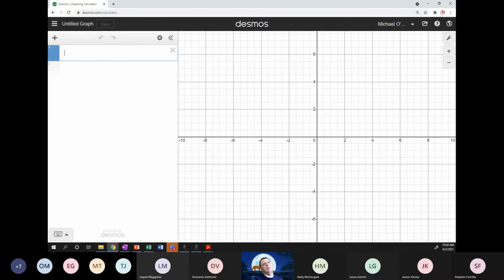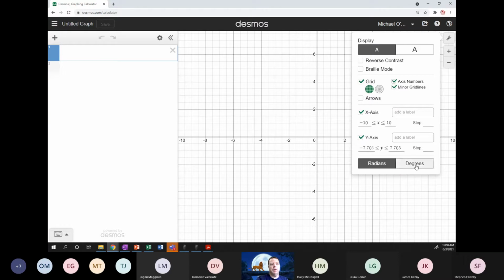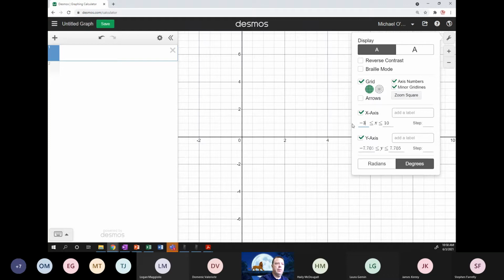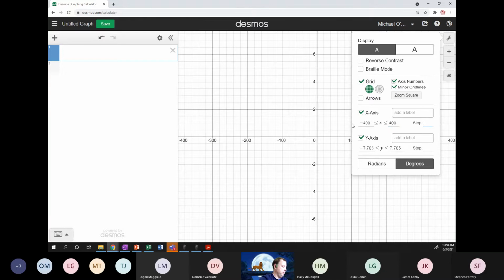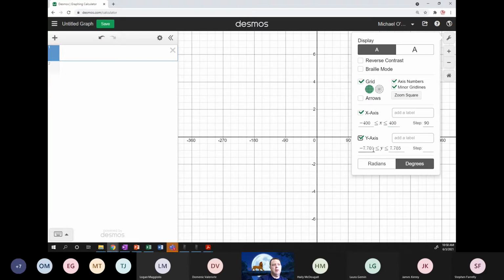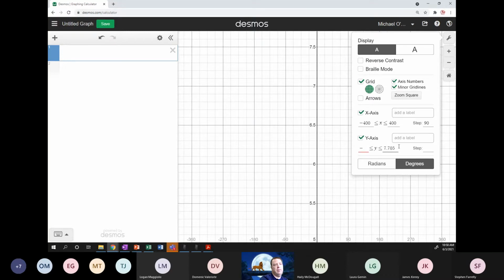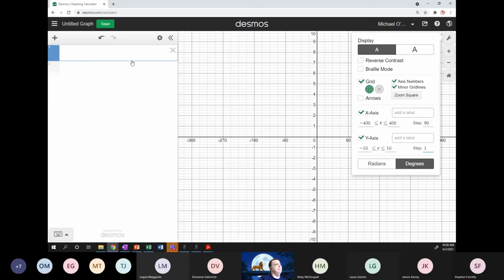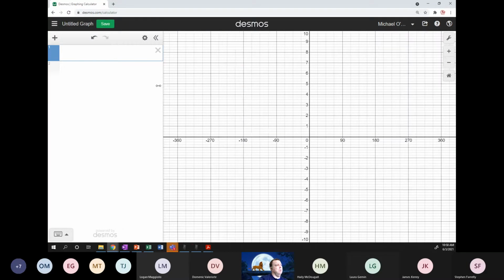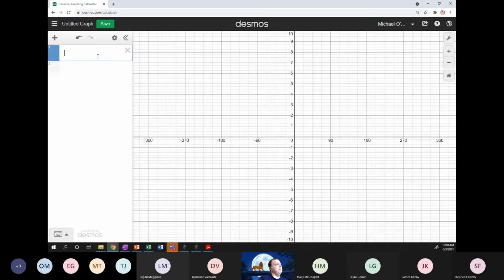Oh, 1 second here. I got to change some settings in Desmos. Change the degree instead of rads. Let's go from negative 400 to 400. Then we'll do steps every 90. Then we'll do this to negative 10 and 10, and we'll do steps of 1. Right. There we go. So here's the original formula, sine x.